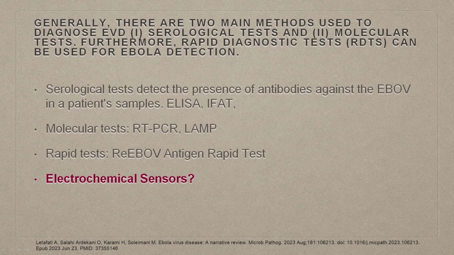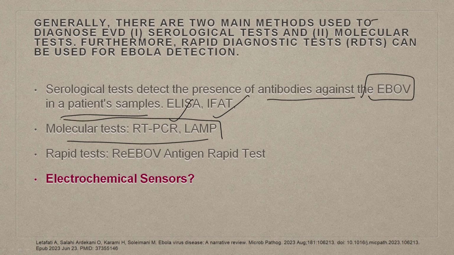Generally, there are two main methods used to diagnose Ebola: the serological testing that detects the presence of antibodies against EBOV, the Ebola virus, in a patient sample using ELISA or IFAT; and molecular tests like RT-PCR and LAMP. Most of you must have heard about RT-PCR during the time of COVID.